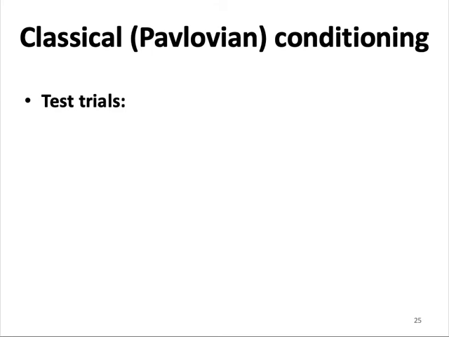Classical Pavlovian conditioning also involves test trials. The neutral stimulus alone is tested, and the effect on the reflex is measured. Pavlov used the metronome sound to measure the salivary reflex.